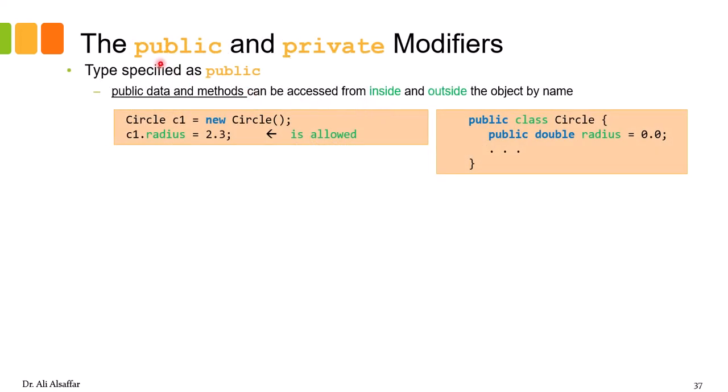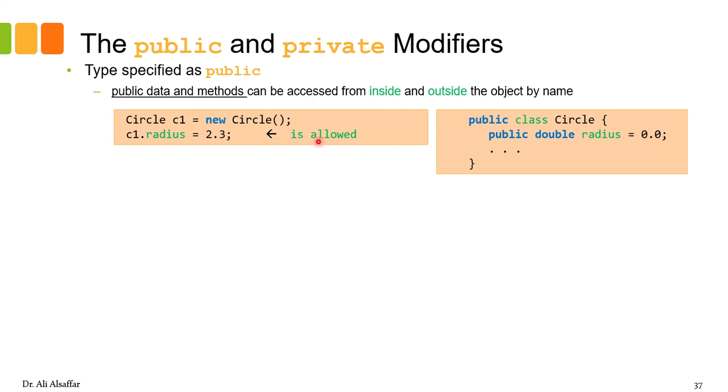Now the public and private modifiers: you have already seen examples of the difference between public and private. Here we go into some examples theoretically. Whenever you type public, it means that the data you have defined in your class can be accessed from inside and outside the object. When I say access, it means reading and writing. And remember the difference: reading, you don't change the data, but writing, you change the data.